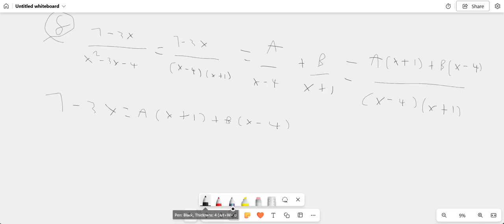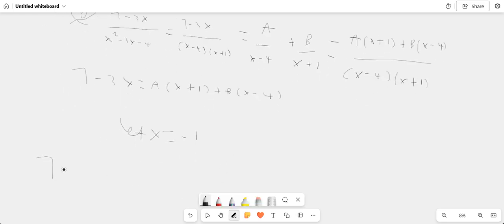And now you just need to let x equal something in it. So let x equal minus 1 to get rid of the first bracket. So that's the opposite of the first bracket. So 7 minus 3 open bracket minus 1 is equal to a open bracket minus 1 plus 1 plus b open bracket minus 1 minus 4.